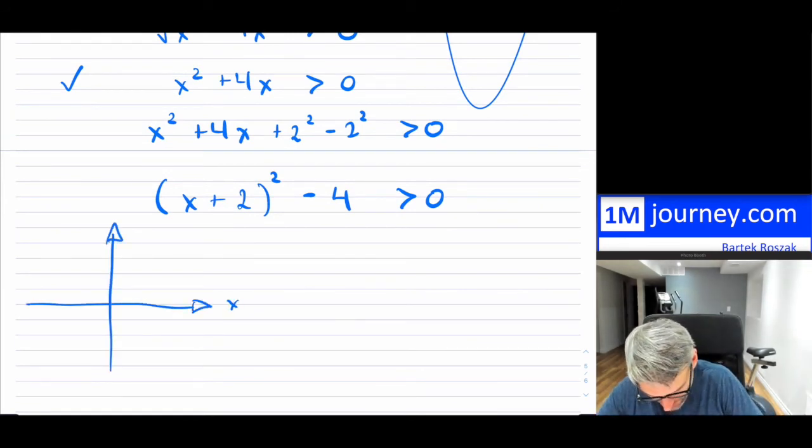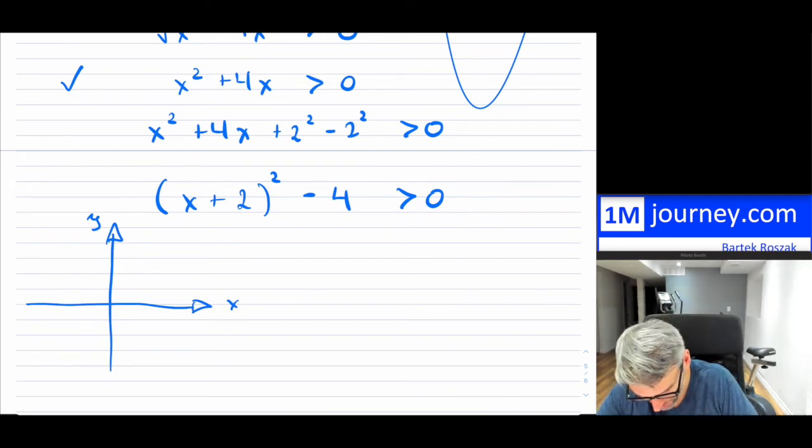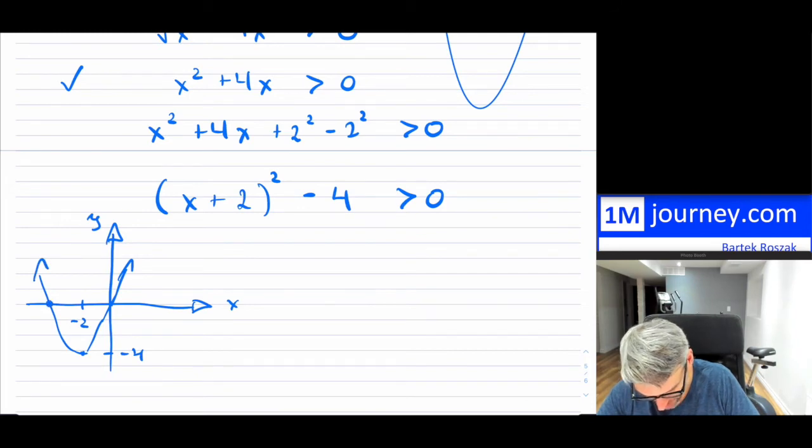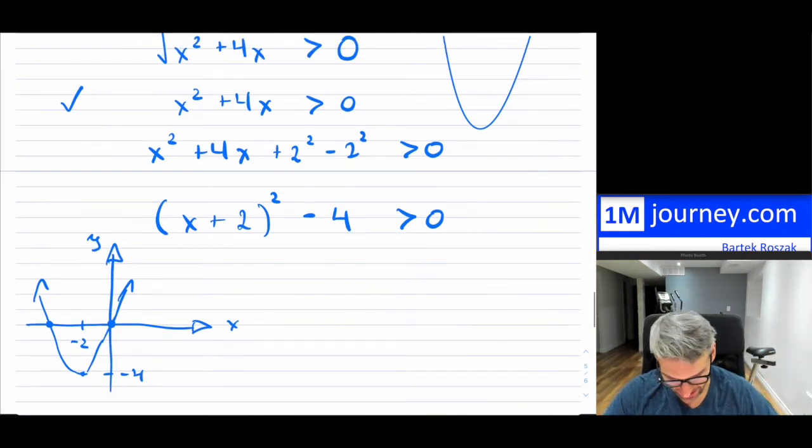So that's x, that's y. That's a parabola, and the vertex is exactly at, notice that it shifts over to -2, -4. So this parabola is going to look something like this. Now, where does it cross 0? That's exactly the x-intercepts there.